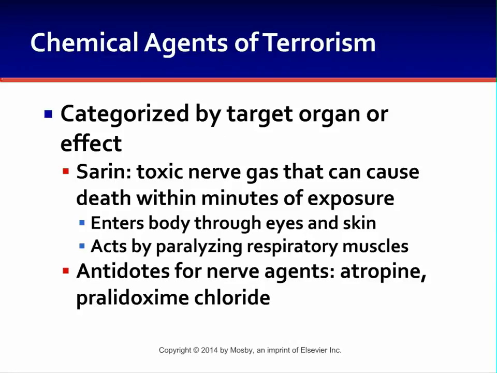Chemical agents of terrorism are categorized by target organ and effect. Sarin, for example, is a toxic nerve gas that can cause death within minutes of exposure. It enters the body through the eyes and skin and acts by paralyzing respiratory muscles. Antidotes for nerve agents are atropine and, whatever that says.